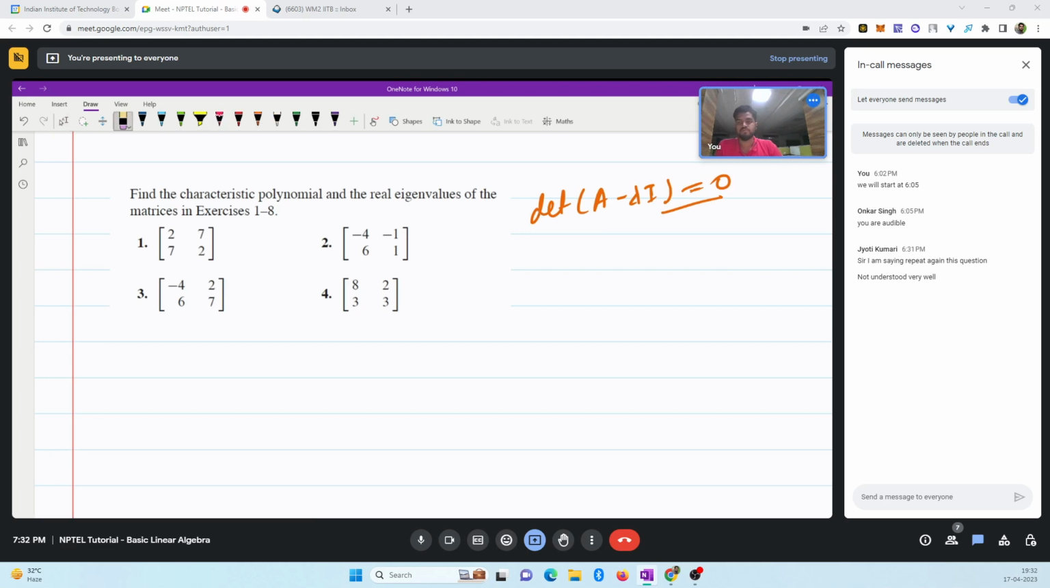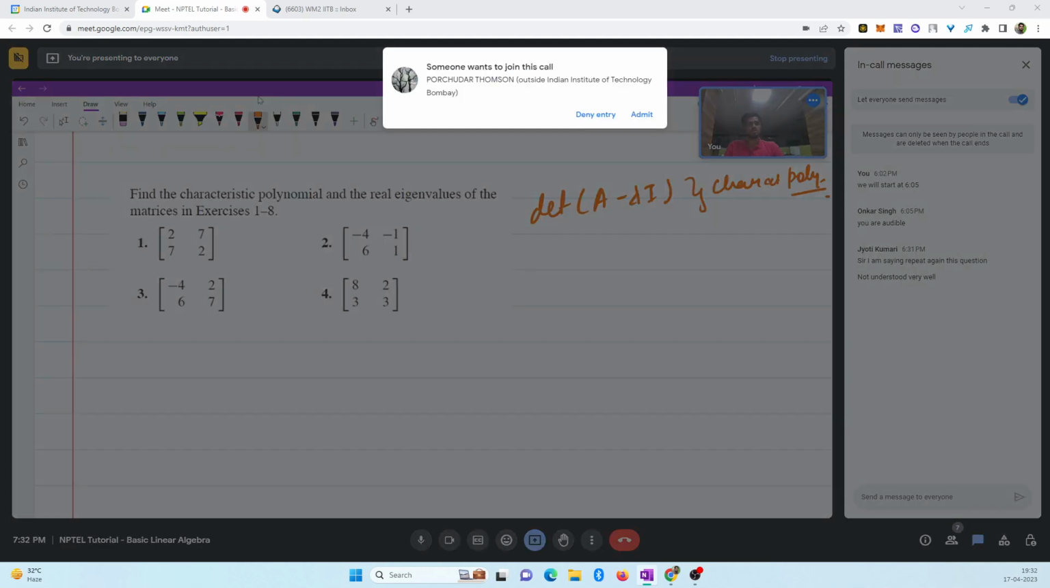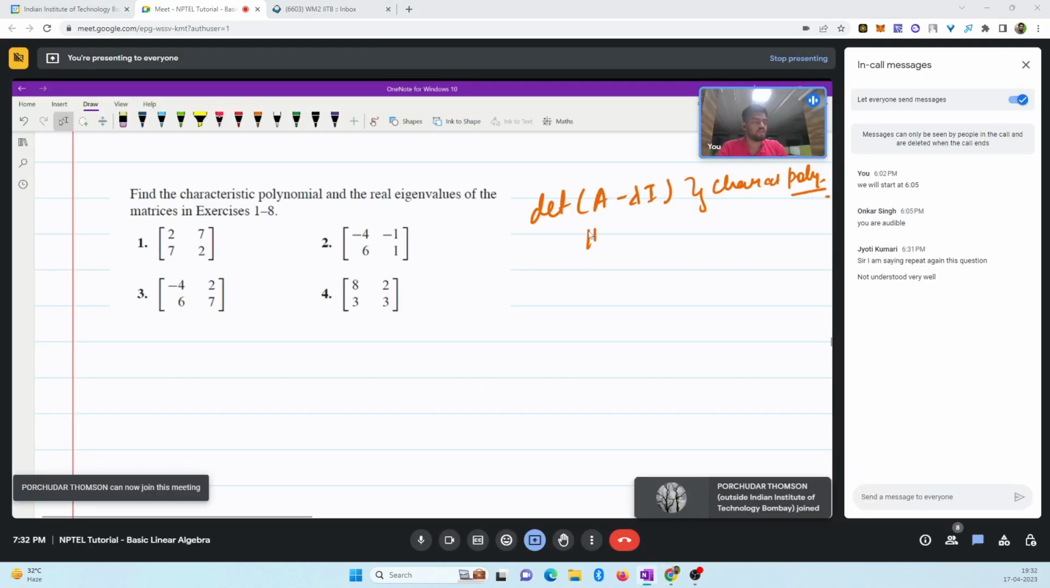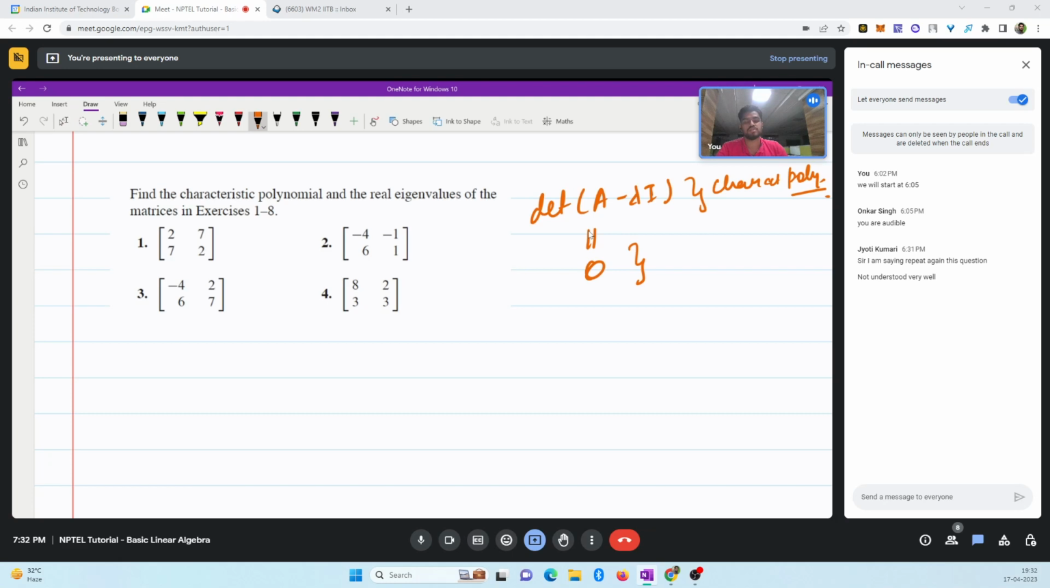If you don't write equal to 0, then this is actually your characteristic polynomial. You need to tell me this. When you equate this to 0, whatever values of lambda you obtain are your eigenvalues. I can try the first one, but I want quick answers.